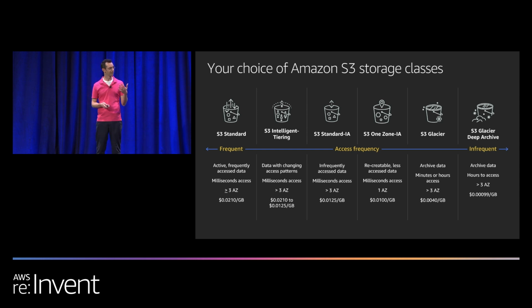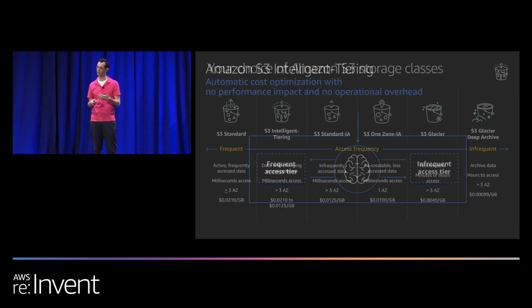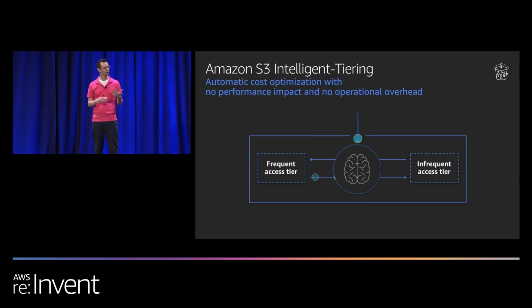One of the storage classes I didn't mention, though, as we talked through this slide, is intelligent tiering. So let's take a look at that now and see how that works. This was launched about a year ago, and it's a storage class where you put the data, and then we move it between a frequent and infrequent access tier. So everything starts in the frequent access tier when you first add it to the storage class. After 30 days, if an object is not accessed, it moves to the infrequent tier.